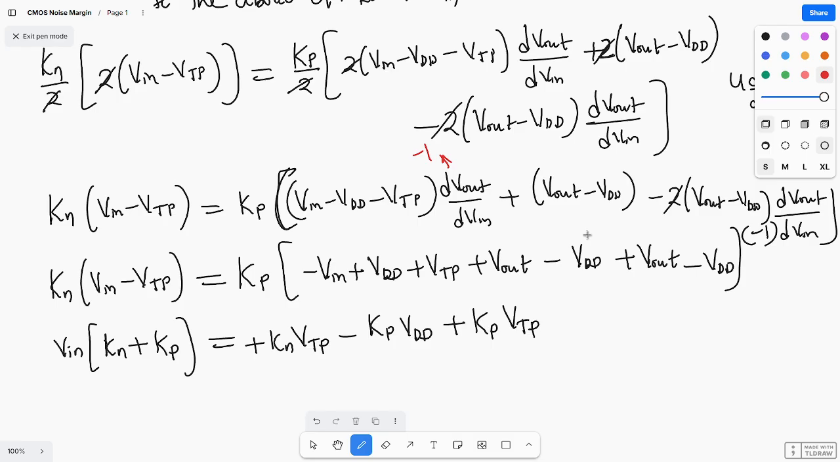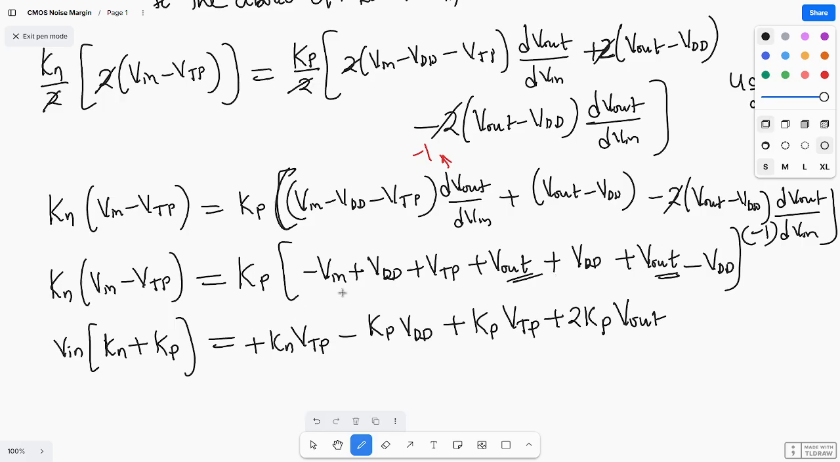I think VDD gets cancelled. Here you will get 2 kp into V out. Okay, so 2 kp into V out plus V out, 2 V out, somewhere I missed, I think so. Here plus will come. So minus plus VDD gets cancelled.